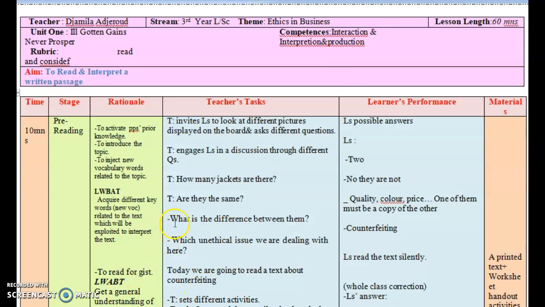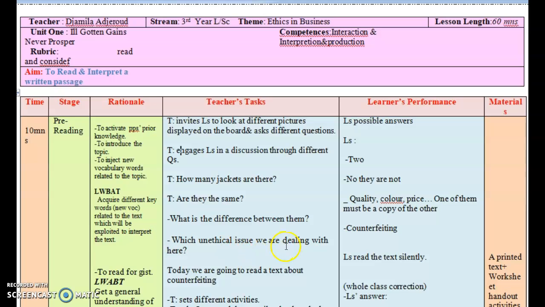Here I ask learners how many jackets are there. They will answer, of course, 2. Are they the same? No, they aren't. What's the difference between them? Learners will state some differences in quality, color, price. They will deduce that one of them must be a copy of the other.